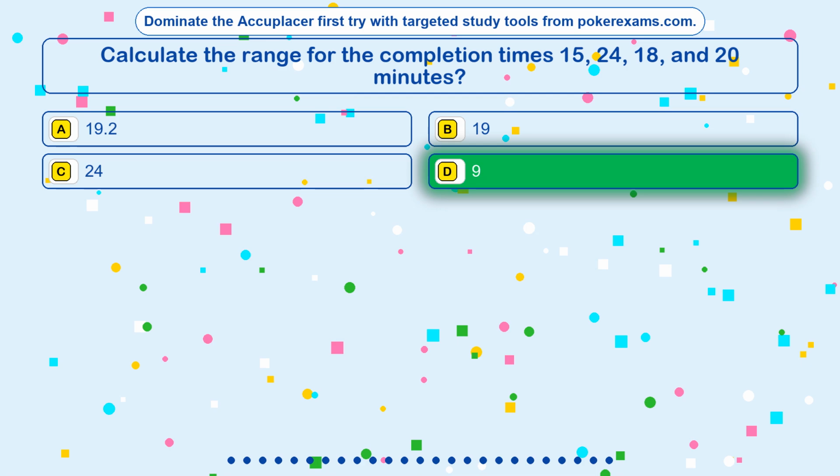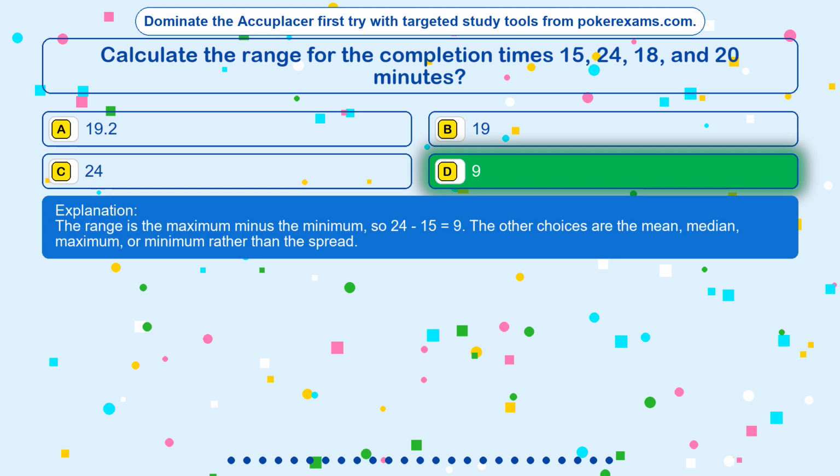The correct answer is option D, 9. The range is the maximum minus the minimum, so 24 to 15 equals 9. The other choices are the mean, median, maximum, or minimum rather than the spread.